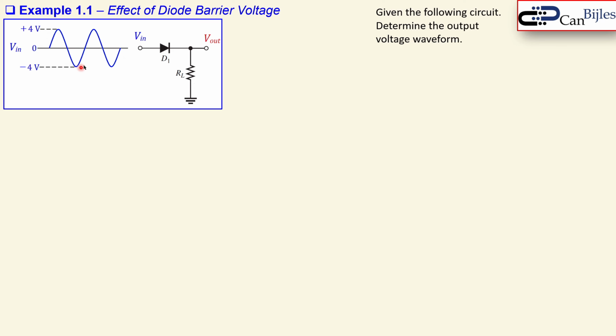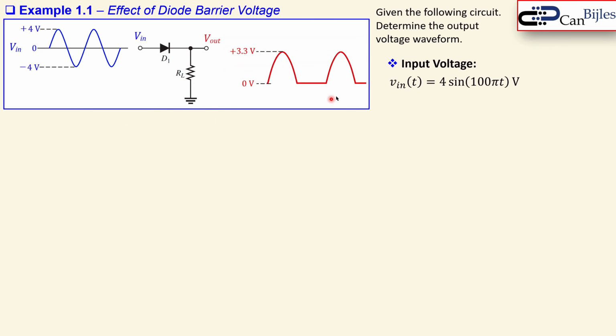We have an input voltage here, which is given by 4 up and 4 down, so 4 volts peak, and has some frequency, and this is then given by this expression. So V_in is equal to 4 sin(100πt). What we want is to determine the output waveform.